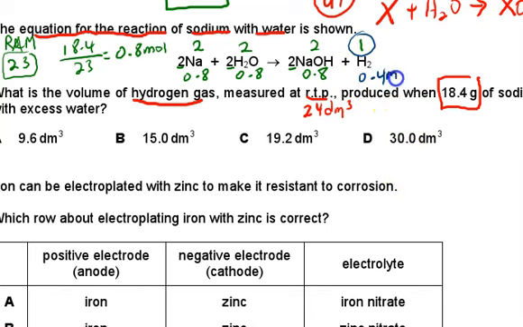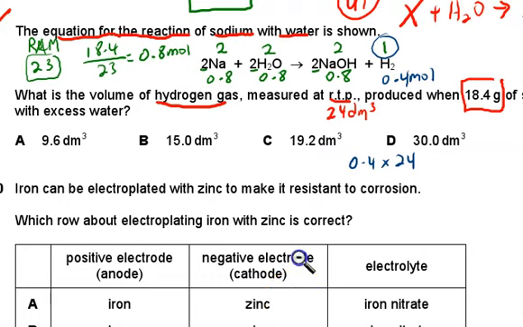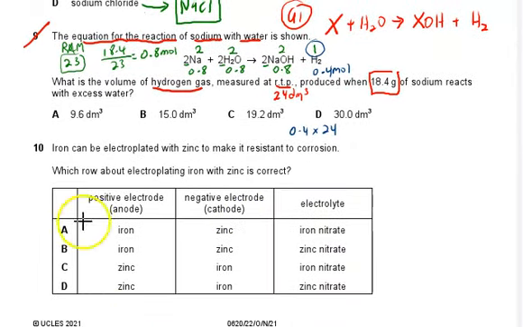So 0.4 mole multiplied by 24, and we will be getting 9.6. So this is your answer. Okay, number 10.